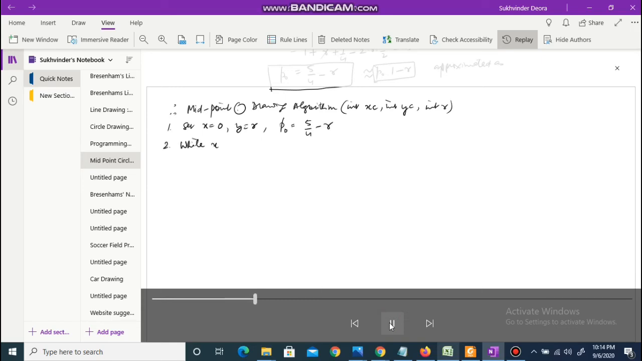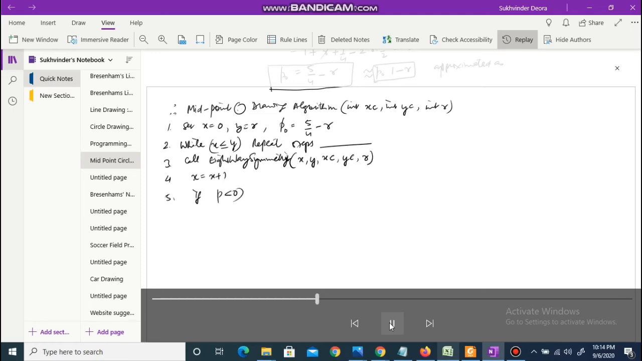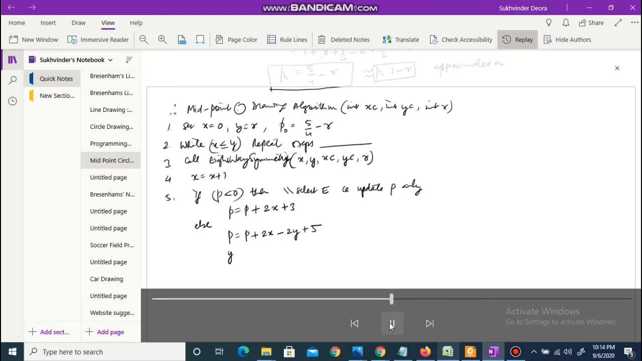Now I set the value of x equal to 0, y equal to r, and p naught equal to 5 by 4 minus r. Now the while loop will be repeated for x less than or equal to y, and the steps we will be writing out later on. We call the 8-way symmetry for x, y, xc, yc, and r. Then increment the value of x to x plus 1.